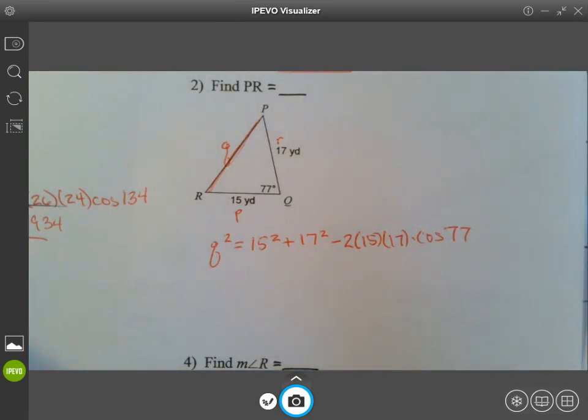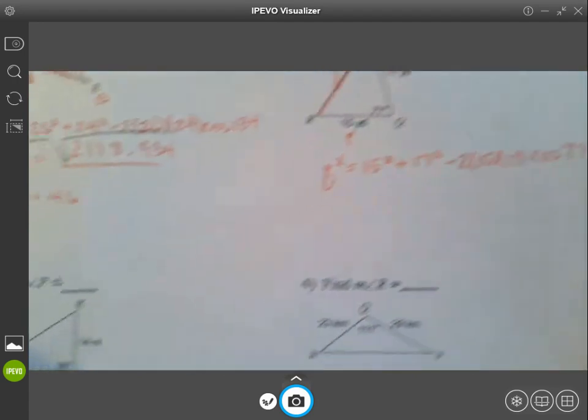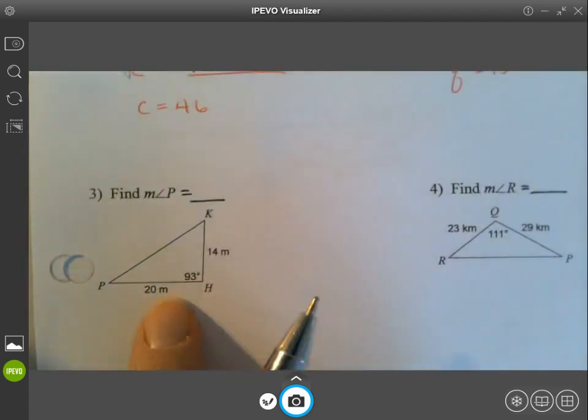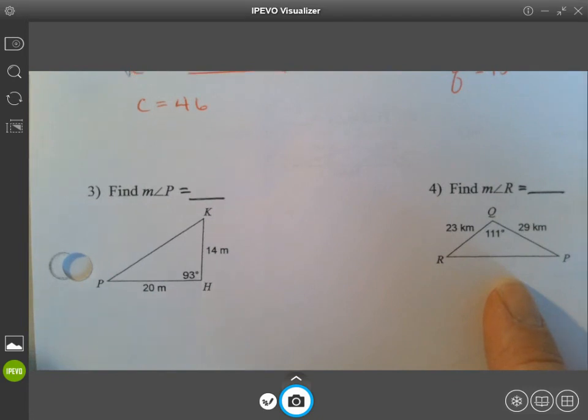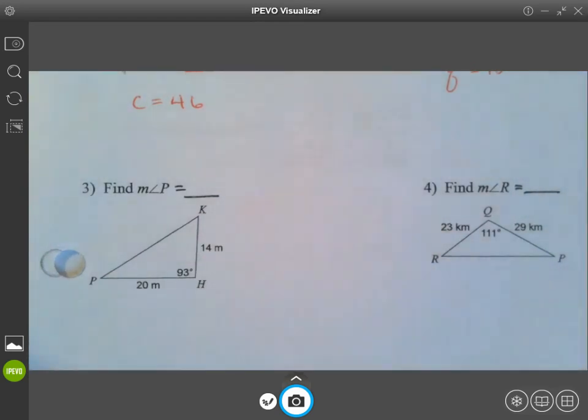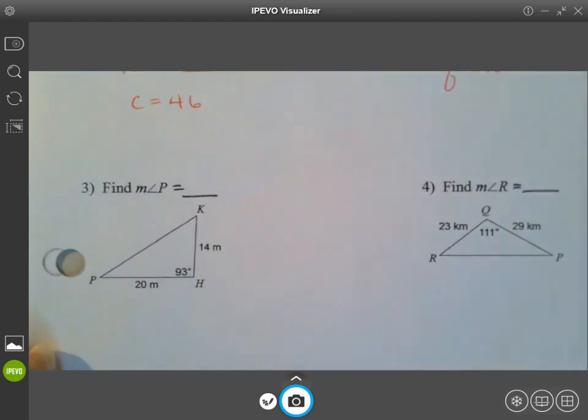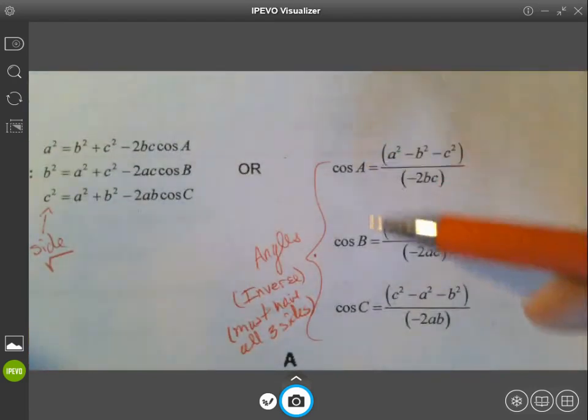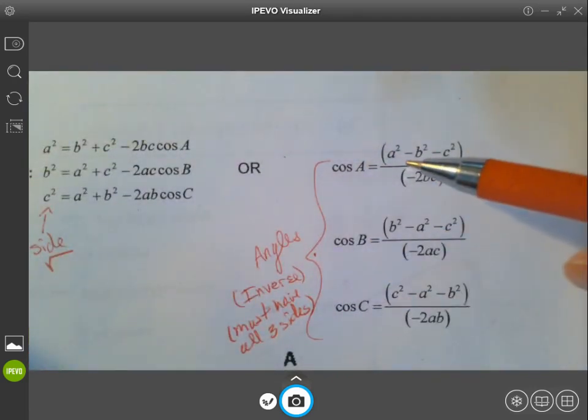Let's jump down to the next couple. If you look at number 3 and number 4, they don't want you to find a side. What do they want you to find? An angle. That's a problem. So look at your blue sheet. In order to find any of these angles, what do you need to know?